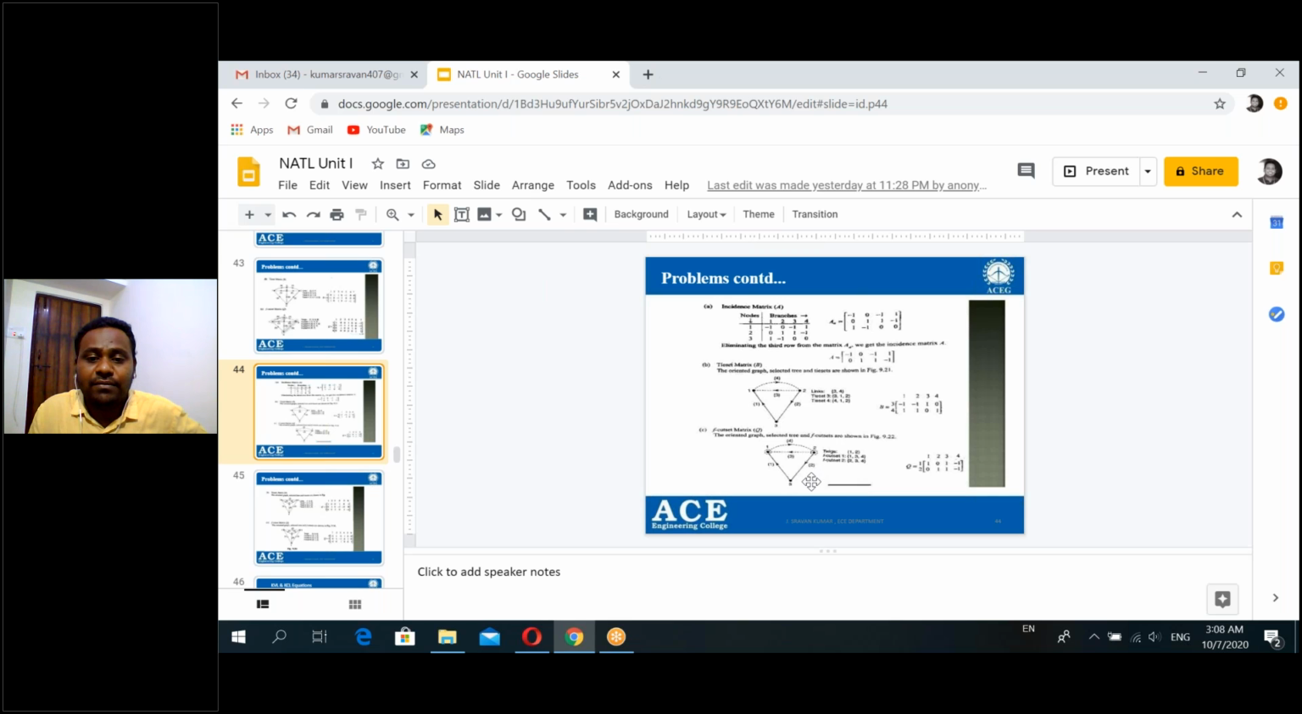Same in cut set 2. Follow the direction of the twig. The twig direction is away from the node, so 2 is directly taken as positive. 3 is also away from the node, positive. 4 is towards the node. That's why negative.